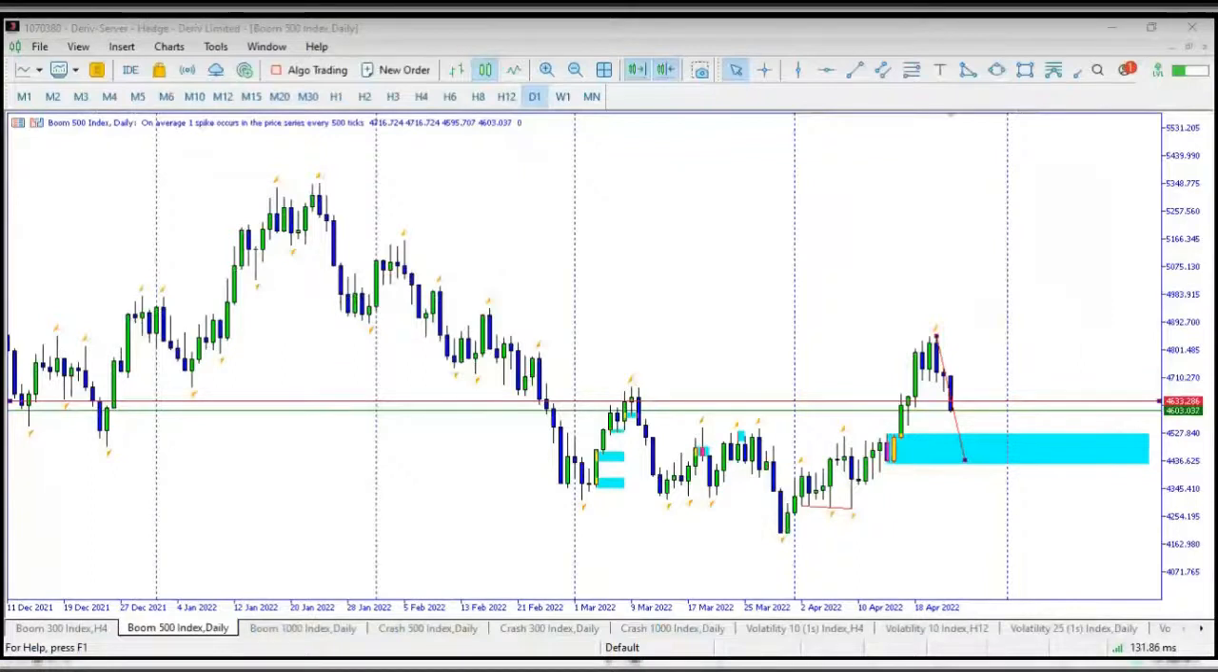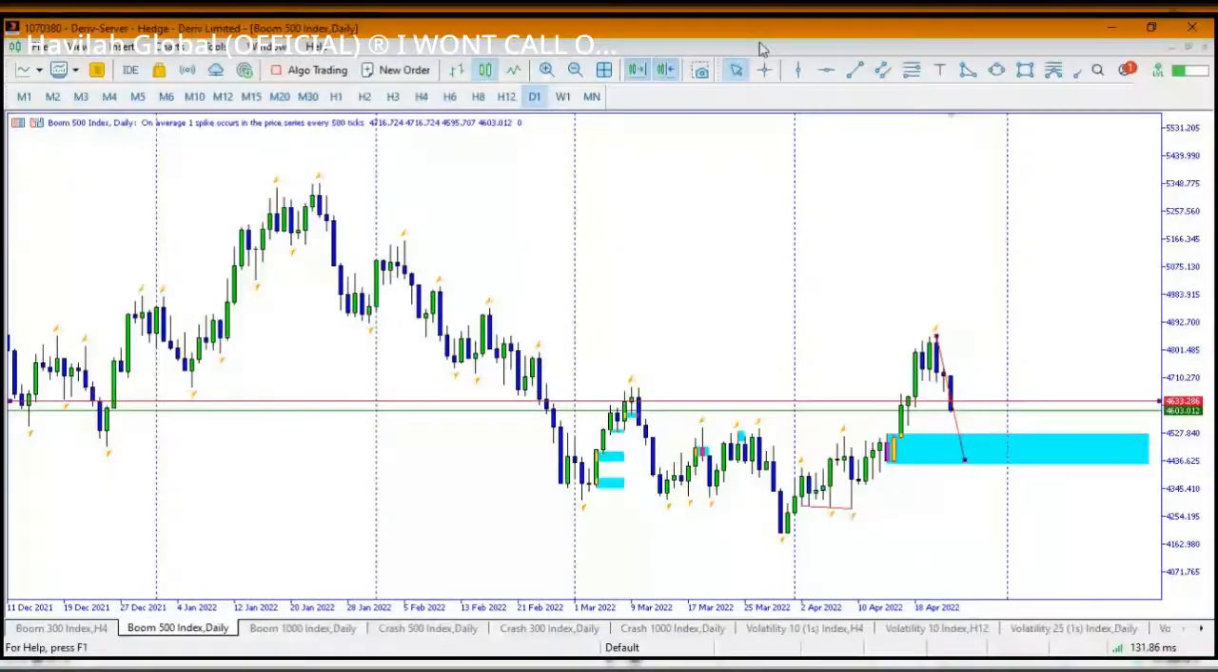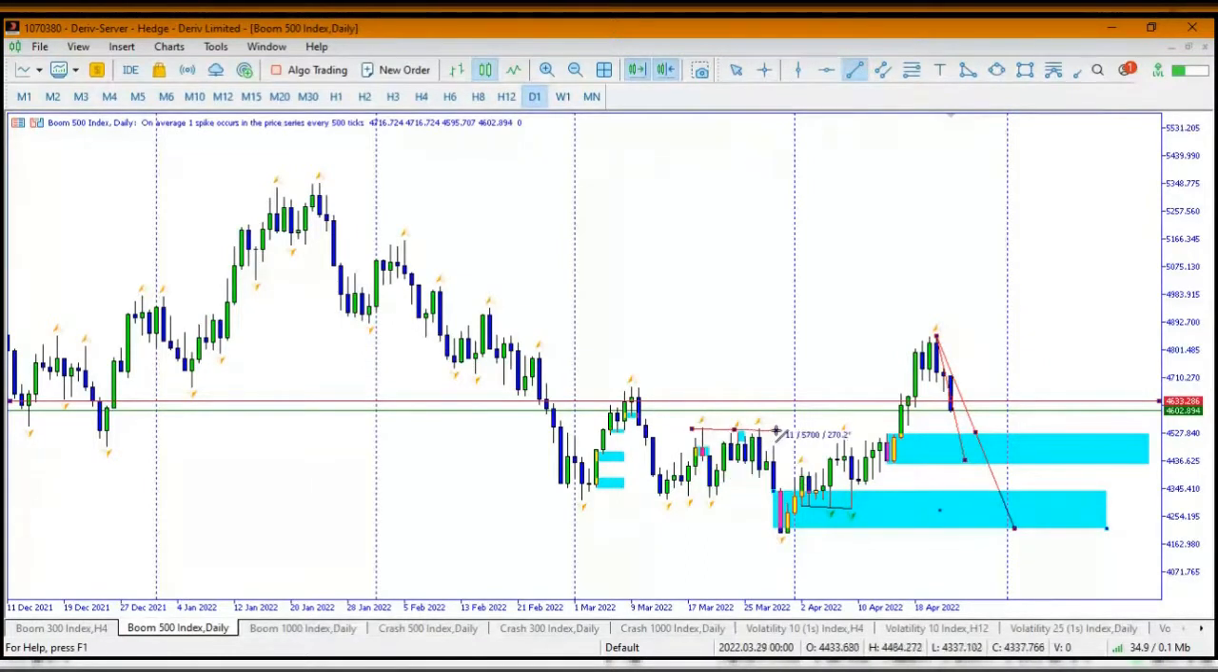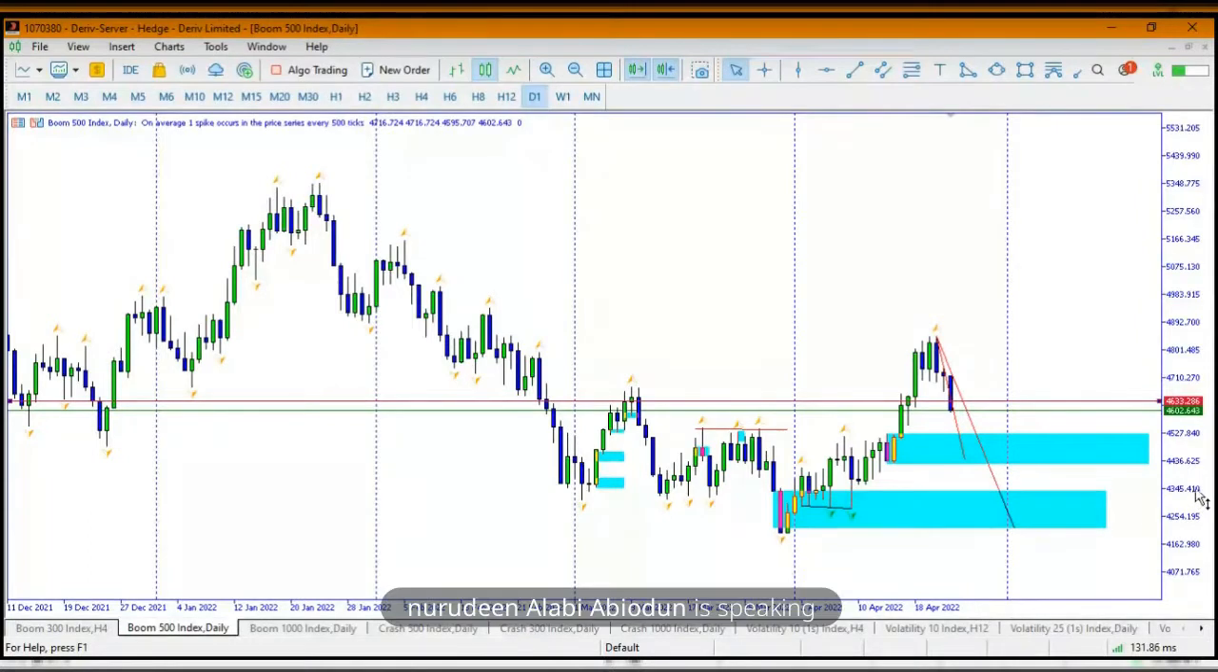Based on what we've been saying, if this guy comes back here or comes back here, whichever way, this place becomes a banker block. What validates it? This place was broken. Do we understand? Yes, very clear, sir.